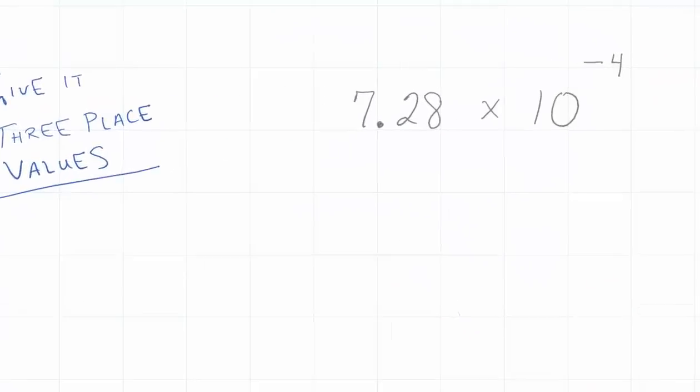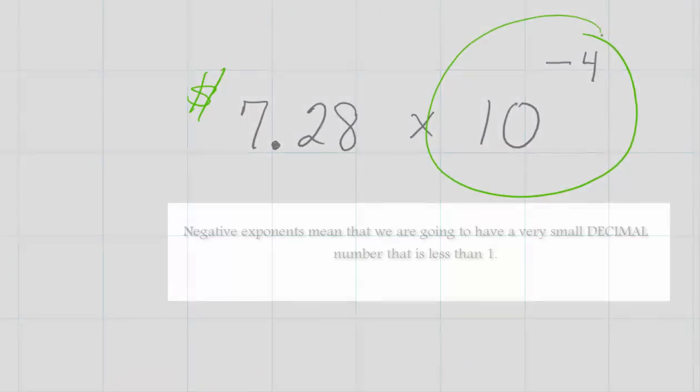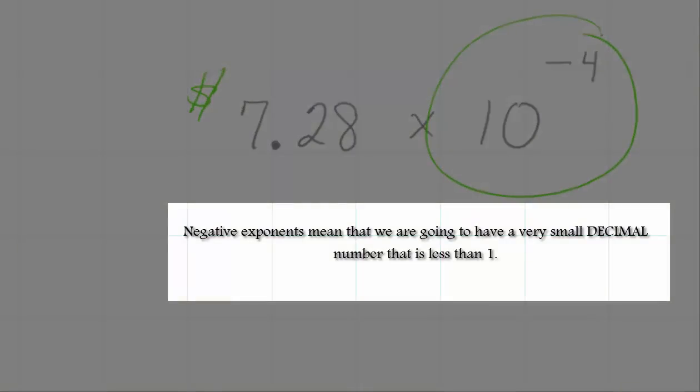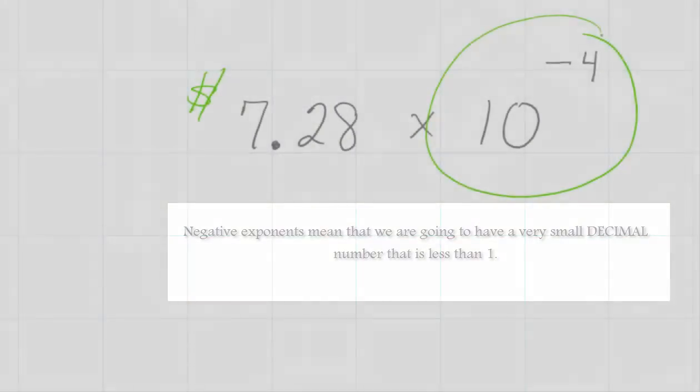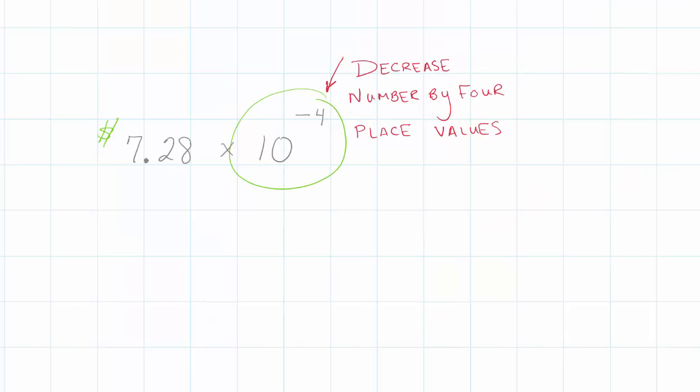It can also work the opposite way. Let's take a look at $7.28. Now this is saying that we've got $7.28, but they actually want us to take decimal places away from it. We want to go in the opposite direction. We want to make this number smaller. That's what a negative exponent means. So we're going to decrease this number by 4 place values.